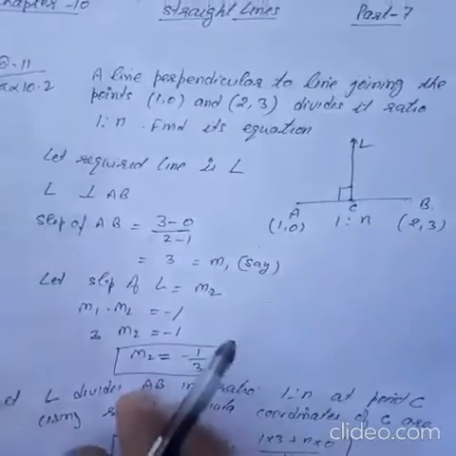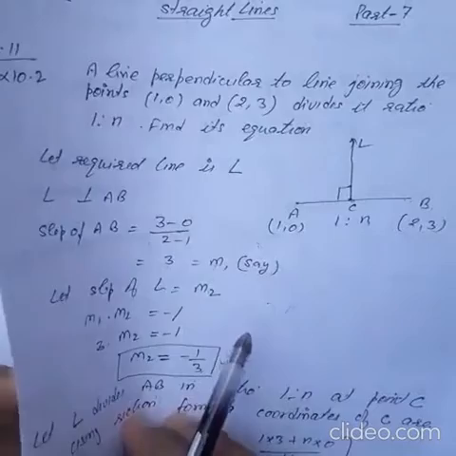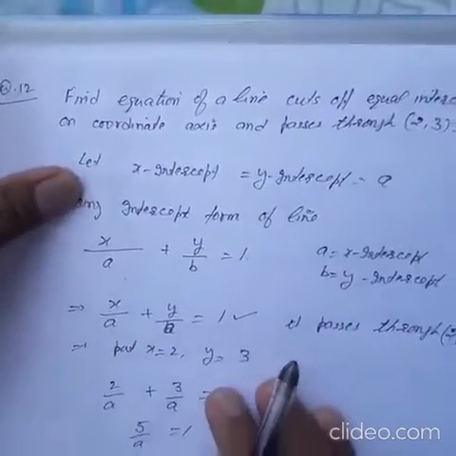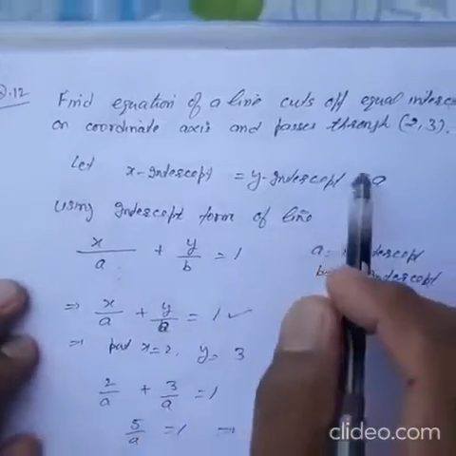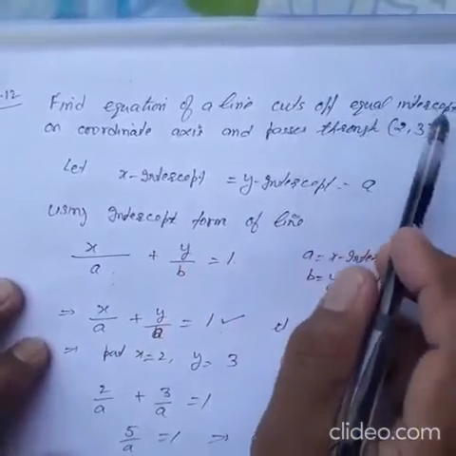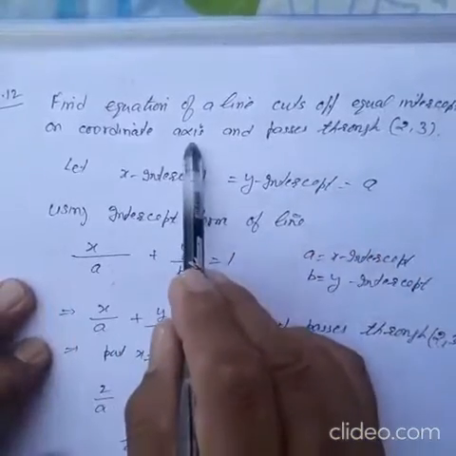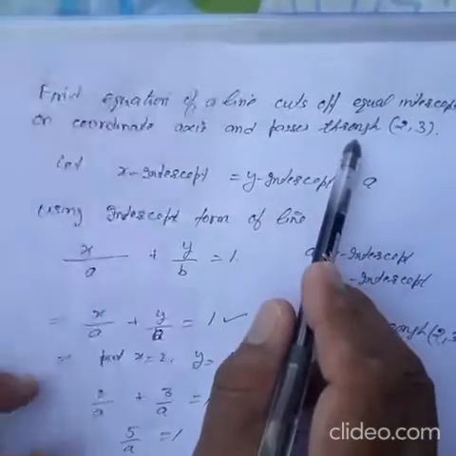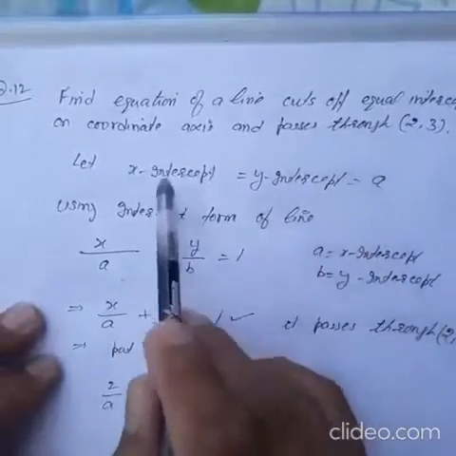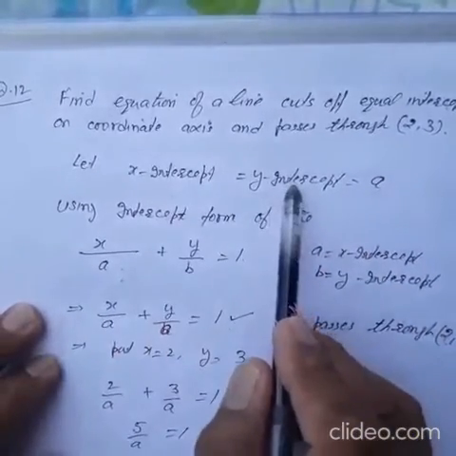Now move on to the next question, which is 12. So this is the 12th question. In this we are given: find the equation of a line that cuts off equal intercepts on the coordinate axes and passes through the point (2, 3). So now we are given the x intercept is equal to the y intercept.